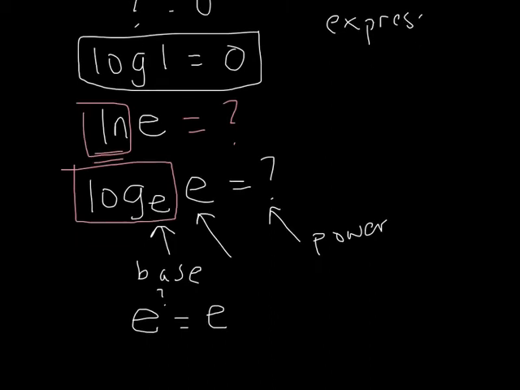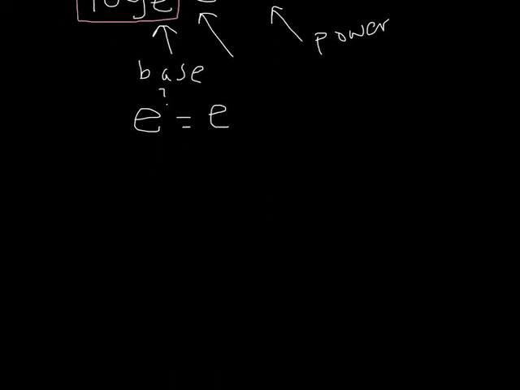So e to the what is equal to e? Well, there's only one thing that the question mark can be. It has to be the number 1. So that's kind of nice, because anytime you see the natural log of e, you can replace it with the number 1.